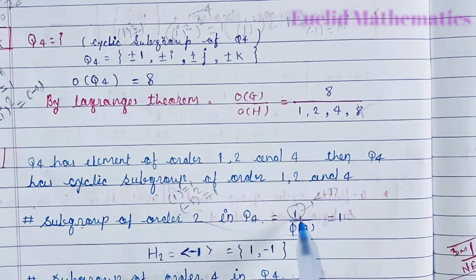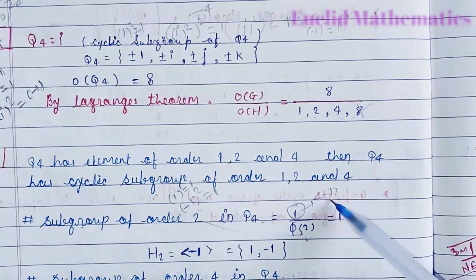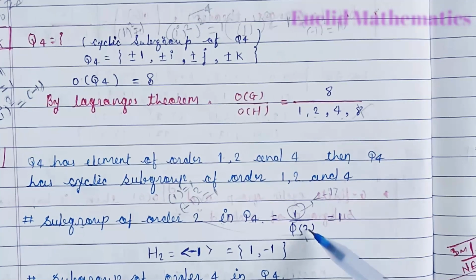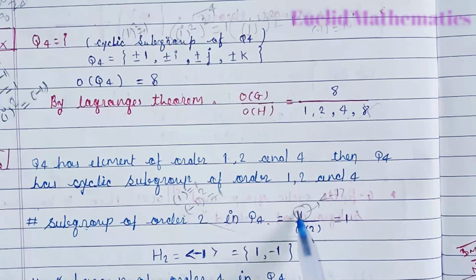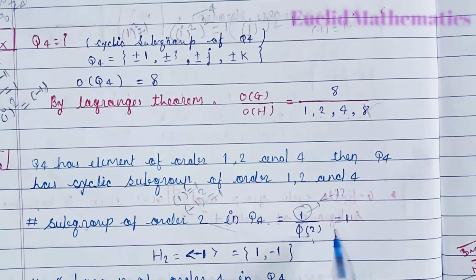The number of elements of order 2 in Q4 is only one: minus 1 is the only element whose order is 2. And phi of 2 always remains 1. I will explain how to find the Euler phi function. So phi of 2 is 1, and 1 divided by 1 is 1. So we got the only element in our group of order 2, which is minus 1.